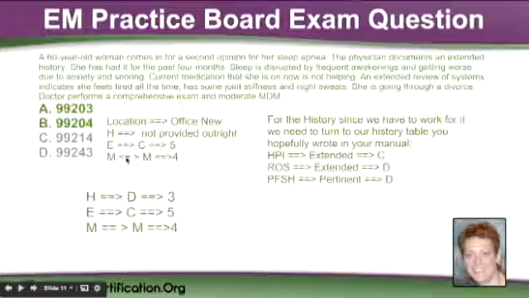So here's my little worksheet. I tell you to write on your exam booklet, or even in the real coding world, wherever you're keeping notes, locate and then HEM. And the goal is to fill in the blank to the right. So for location, we've identified it's office new. For the history, they didn't really come out and give us the history, okay? Which oftentimes on the board exam they will do. But it did say the physician documents an extended history.